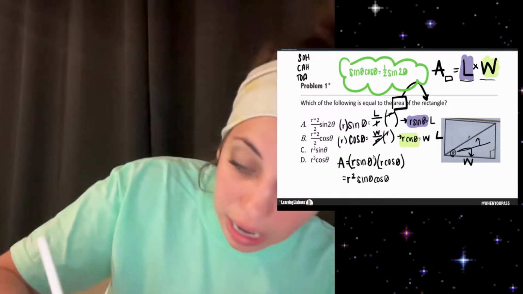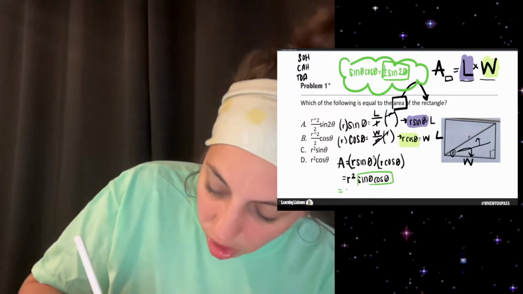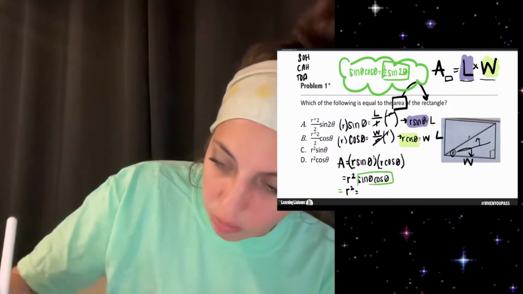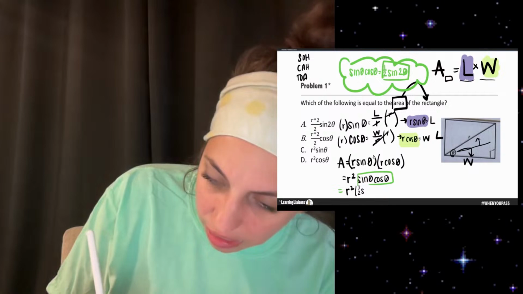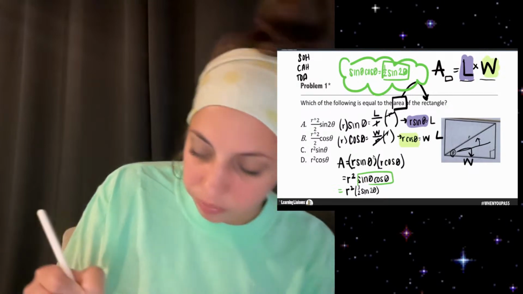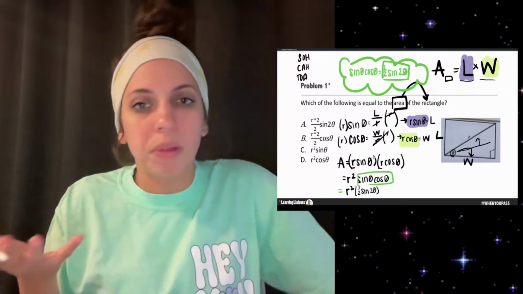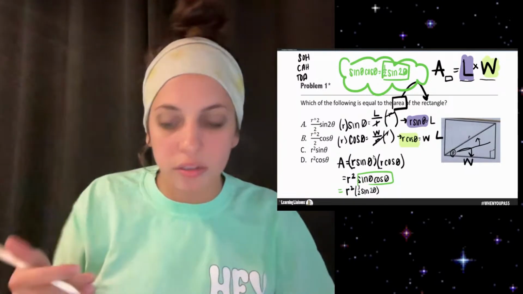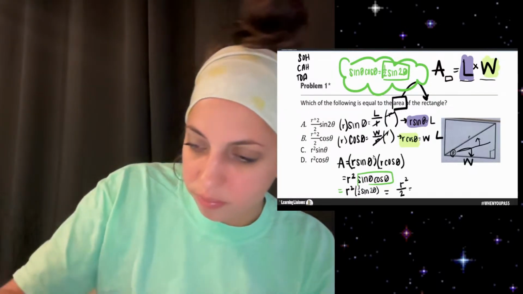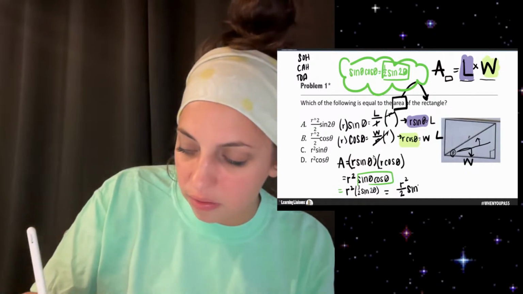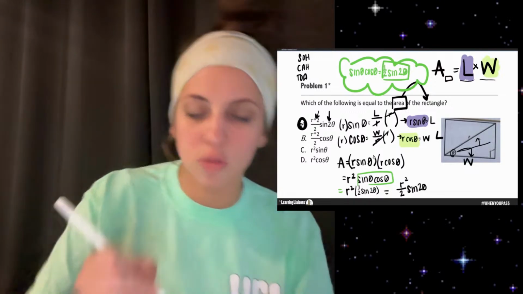Substitution property. I'm going to replace this for this. So r squared times 1/2 sine of 2 theta. And now, with the properties of multiplying fractions, I can do r squared divided by 2, because 1/2 times r squared, sine of 2 theta, which is A. R squared divided by 2 sine of 2 theta.